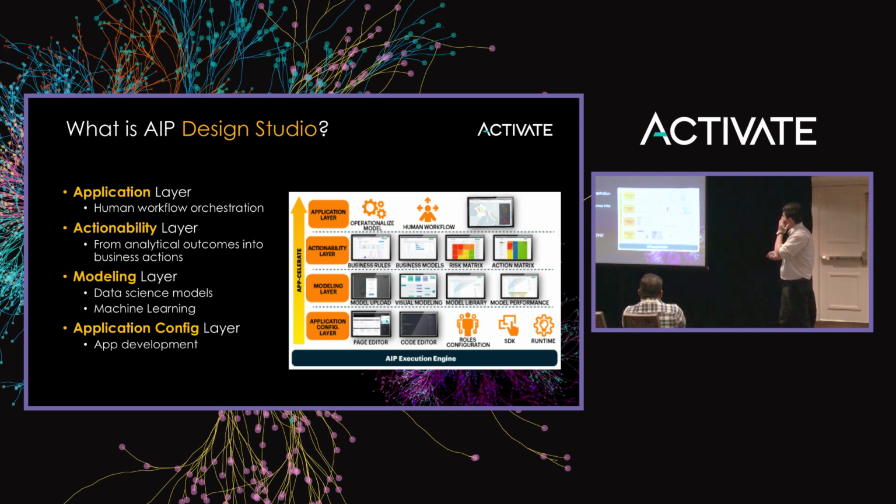Then we have the actionability layer, which is where basically the business users can create their own business models based on some business rules. And then we have the application layer, where we orchestrate all the interaction between the users and the data and the different models that the data scientist creates on the modeling side.